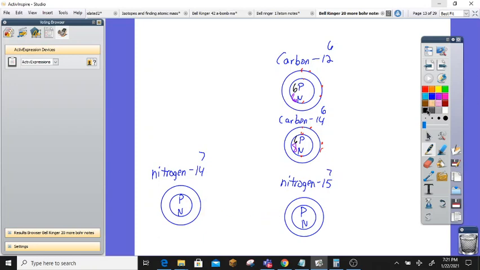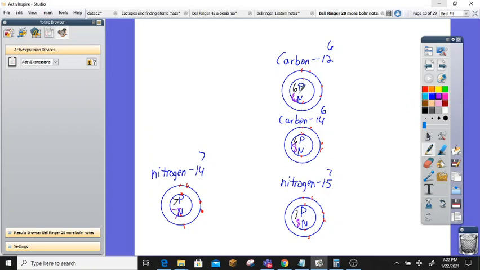Nitrogen, 7 protons, 7 electrons, 2, 3, 4, 5, 6, 7. 7 neutrons. 14 minus 7, 7. Nitrogen here, 7 protons, 1, 2, 3, 4, 5, 6, 7 electrons. 15 minus 7, 8. Now I want you guys to look at, for example, carbon here.